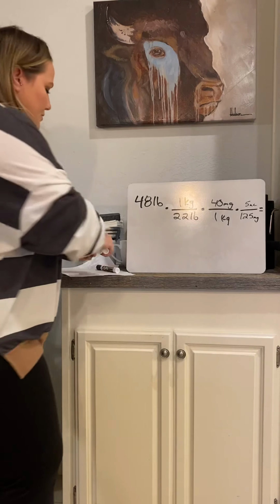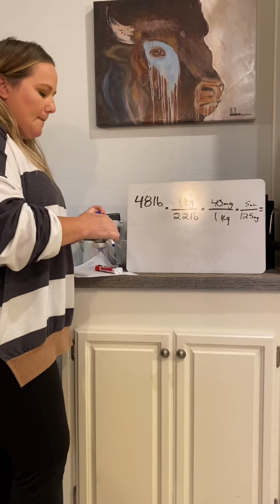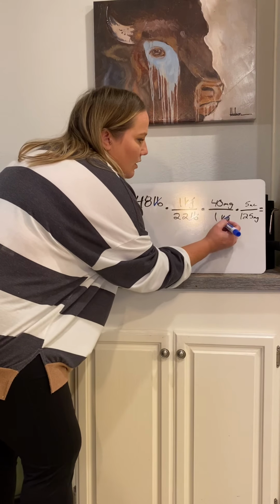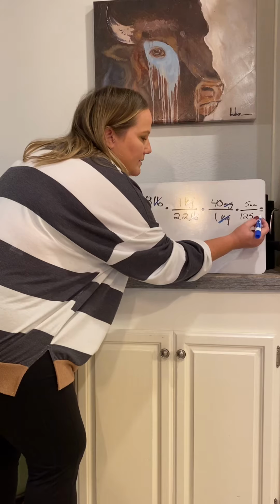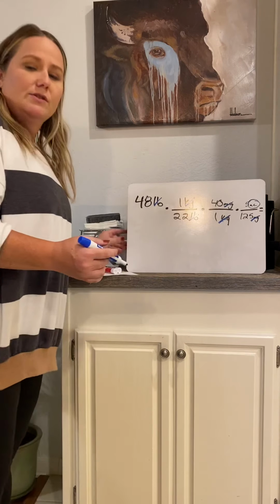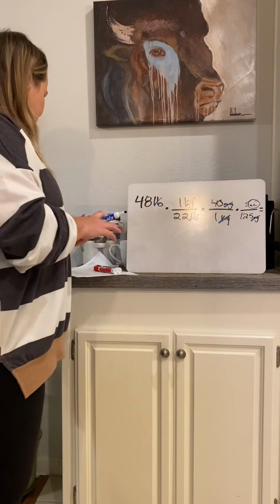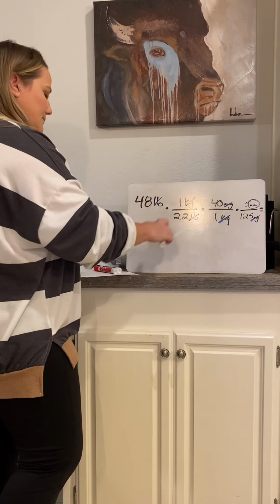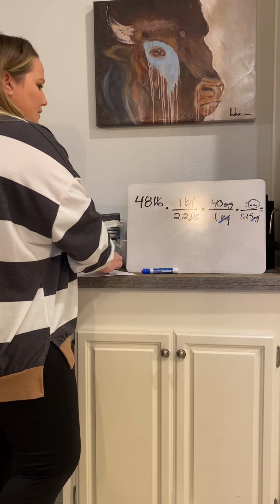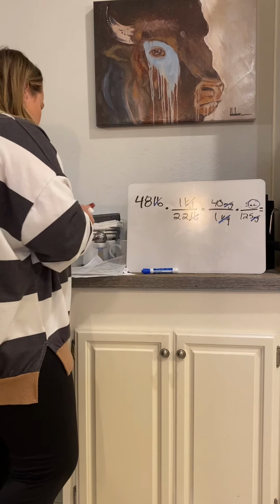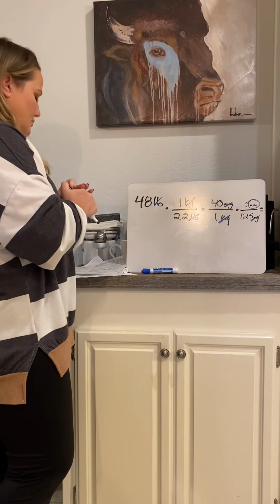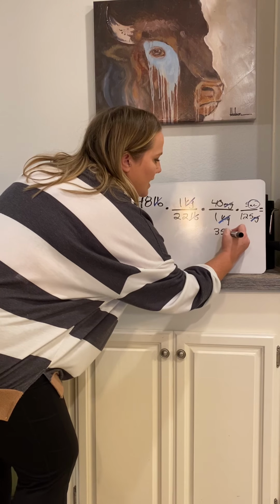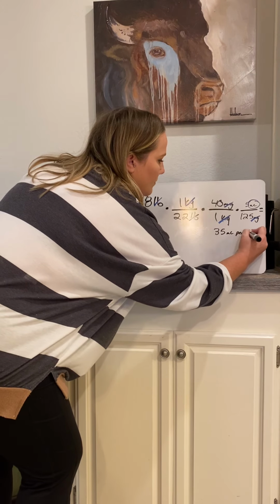I want you guys to get used to actually crossing off those units. So pounds cancels, kilograms cancels, milligrams cancels, and that leaves me with milliliters, which is what I need. I need to know how many milliliters little Gabe is going to get each day. So when I do my math, 48 times 1 times 40 times 5, and then 2.2 times 1 times 125, and then I divide those two numbers together, that gives me 35 mils. Remember, that's my only unit that's left, and that's going to be per day.